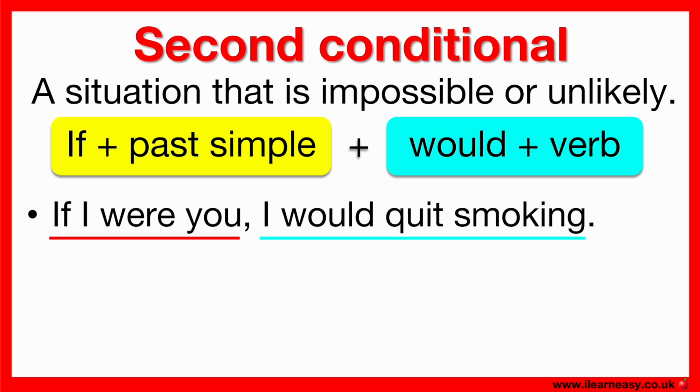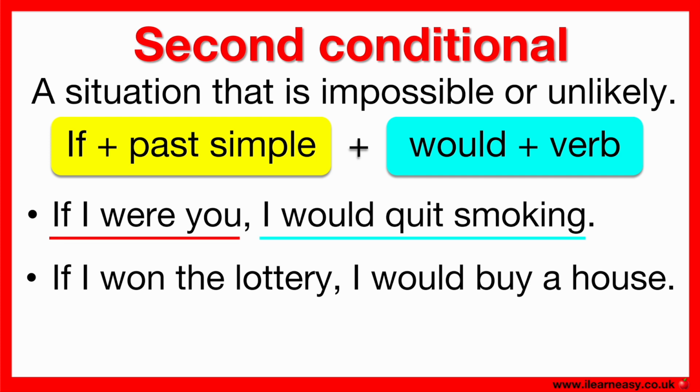The if clause follows the structure if, followed by the past simple, and the main clause follows the structure would, plus the verb in its base form. If I won the lottery, I would buy a house. Again, this is describing a situation that's almost impossible or very unlikely.